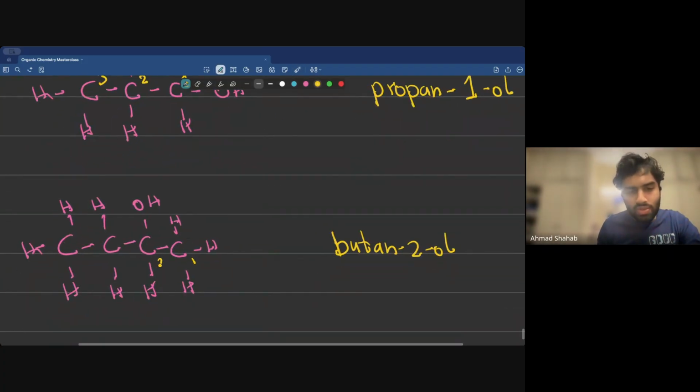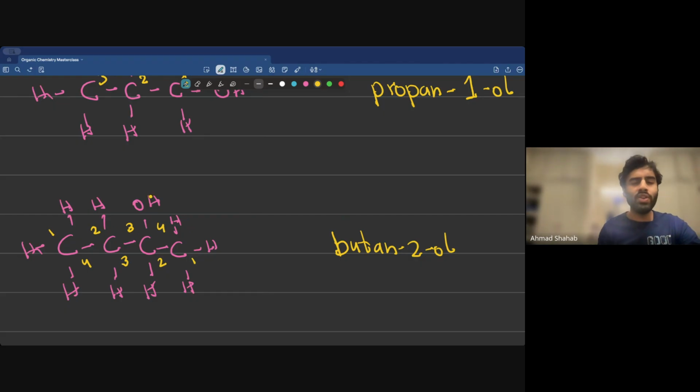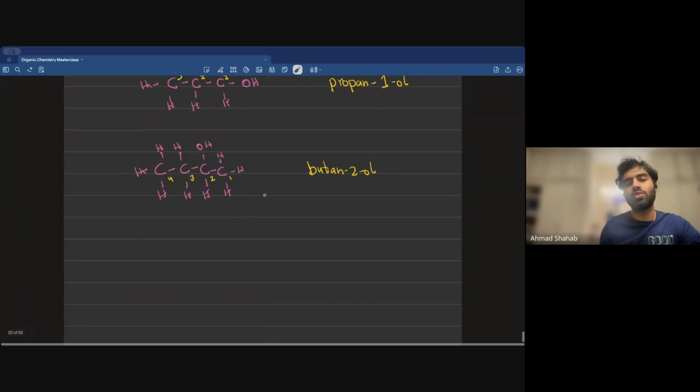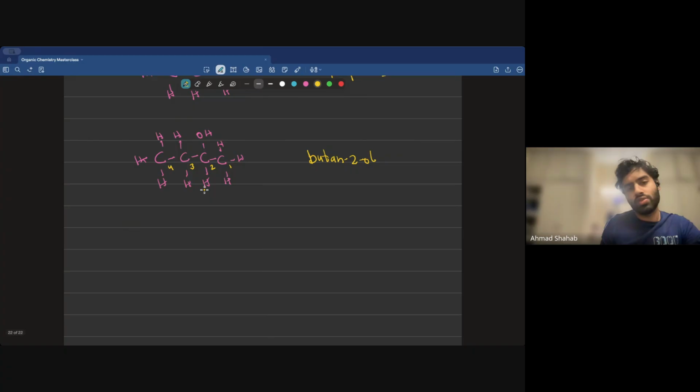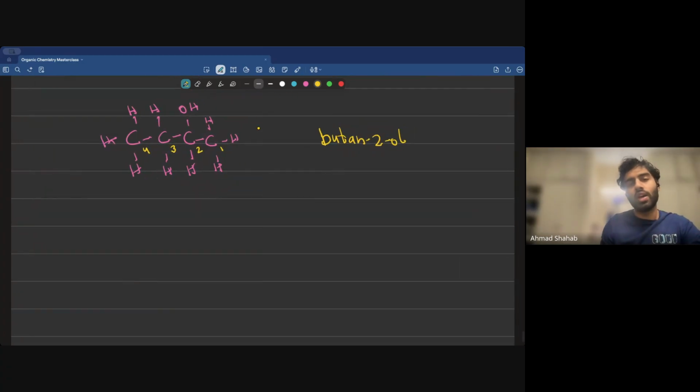This was the first carbon, this was the second, this was the third, this was the fourth. Why did we not count it this way? Why did we not say that, okay, this is the first, this is the second, this is the third, and this is the fourth? And why did we not say butane 3-ol? Because the carbon that is closest to the functional group has to have the lowest possible number. This was the closest to the functional group. In the other case, this carbon would have gotten 3 as its carbon number. So we have to assign the lowest number to the one that is closest to the functional group, right? That is closest to the functional group. All right, that is a very good answer.